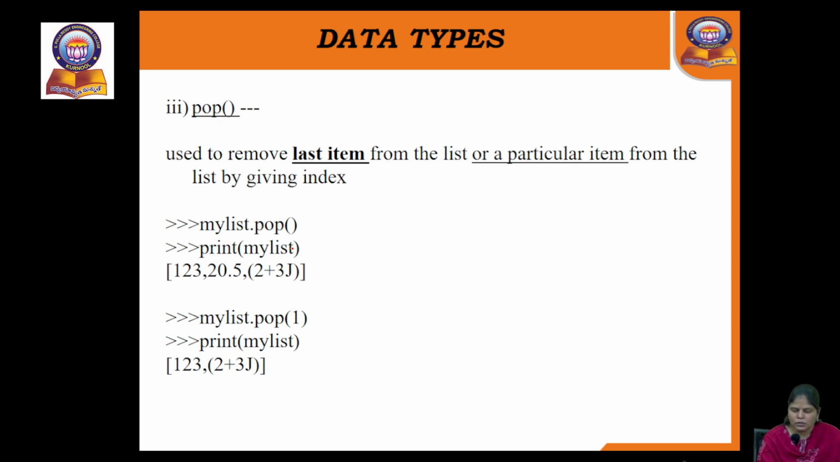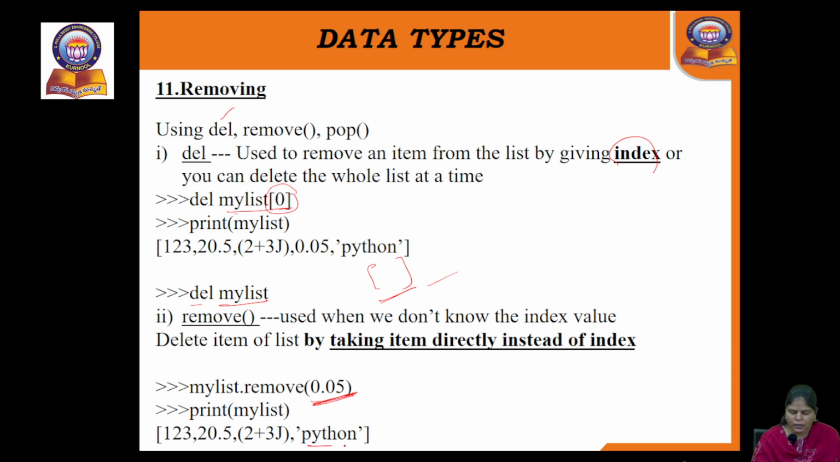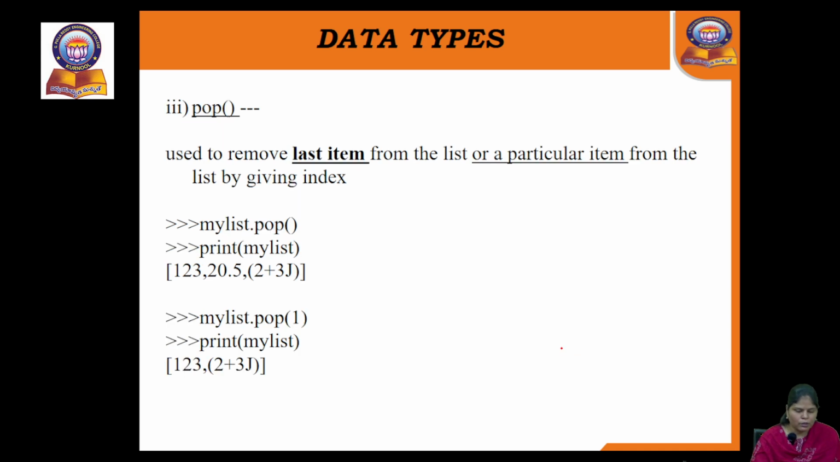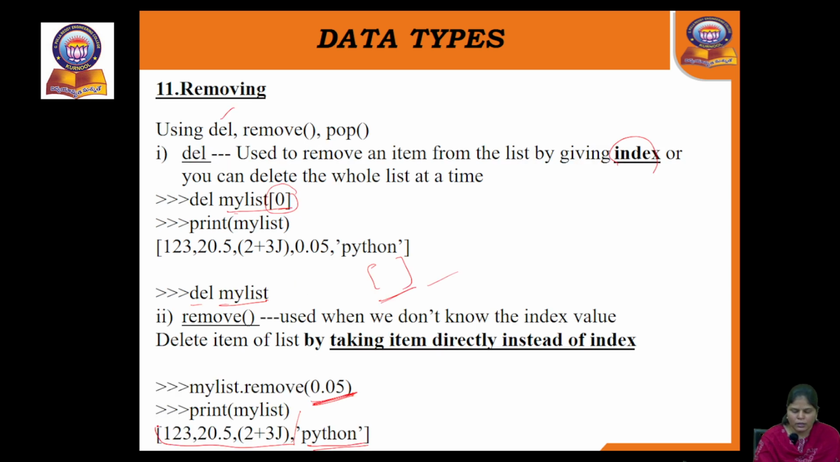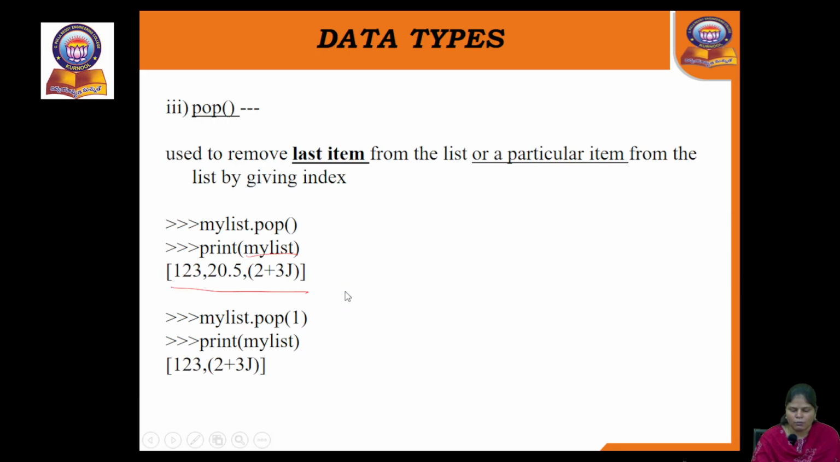So my list dot pop. What is the last element? It had Python. So whenever you mention my list dot pop and then print my list, it has removed Python. Up to 2 plus 3j has been given as output, right? Next, my list dot pop(1), so here you can mention the index. Instead of removing the last element, if you want to remove at a specified index, then also you can use this pop method, right?